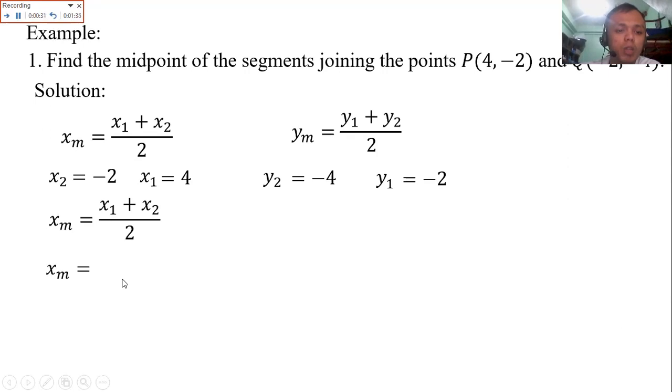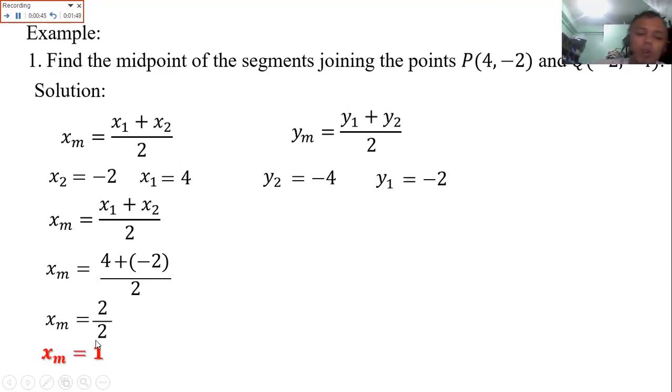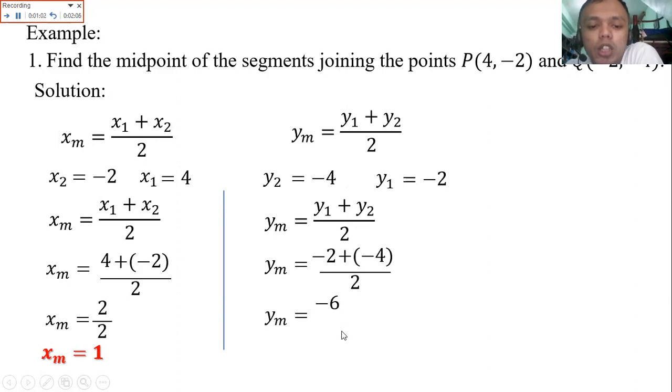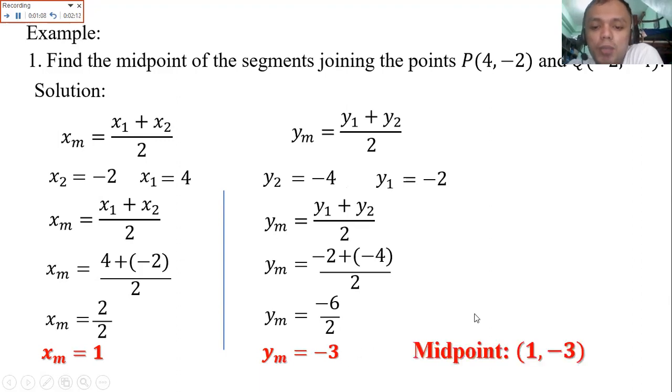Substitute. For x sub 1, we have 4 plus your x sub 2, which is -2, all over 2. 4 plus -2, or 4 minus 2, is equal to 2 over 2. Then 2 over 2 is equal to 1. So your x sub m is 1 for the x coordinate of the midpoint. Then y sub m equals y sub 1 plus y sub 2 over 2. Substitute. y sub 1 is -2 plus y sub 2 is -4, all over 2. -2 plus -4, or -2 minus 4, is -6. Divide by 2, then we have -3. The midpoint is (1, -3). So this is the final answer.